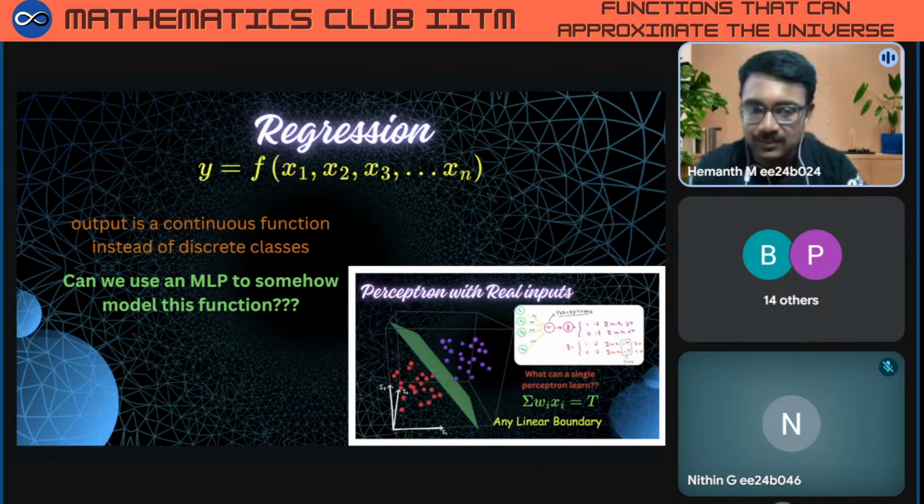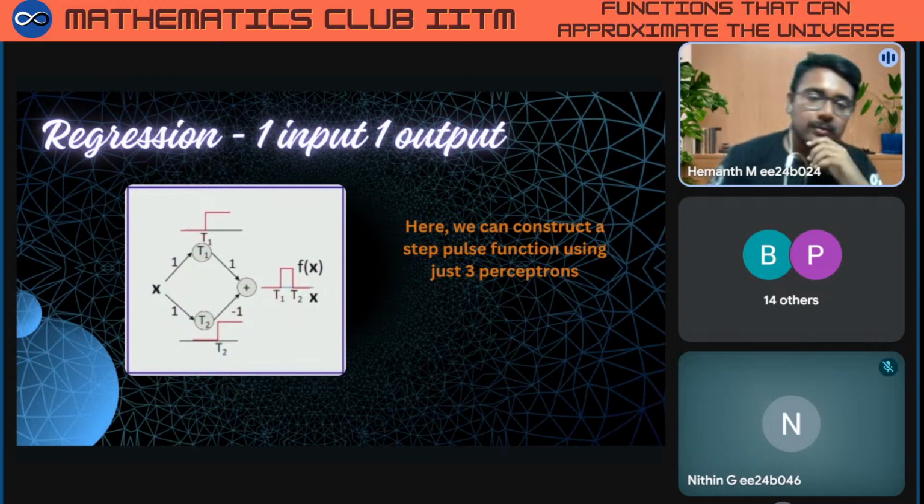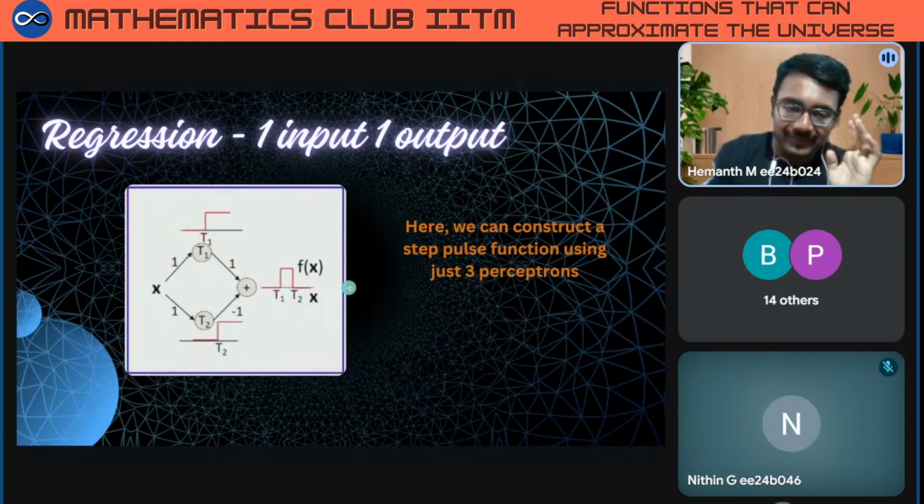So the question is, can we use MLPs to model such functions? Till now, our output space was confined to just discrete classes. Can we somehow extend the same MLP architecture to this as well? And the answer is yes, we can do that. Say we have one input x and one output f of x.